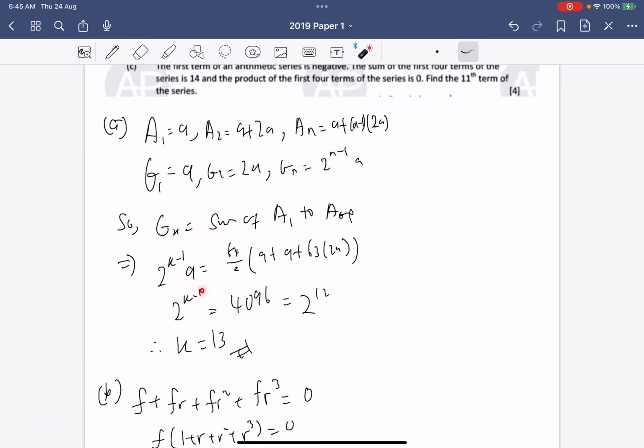So that will just be 2 to the power k minus 1 equals 4096. And 4096 is actually 2 to the power 12. By comparison, this means k must equal 13.